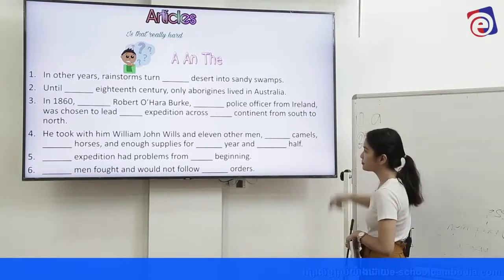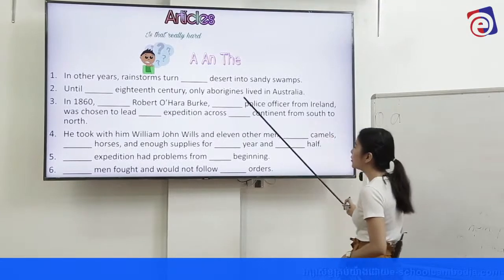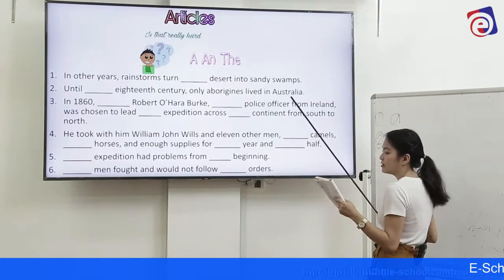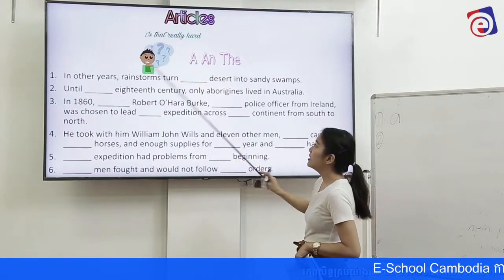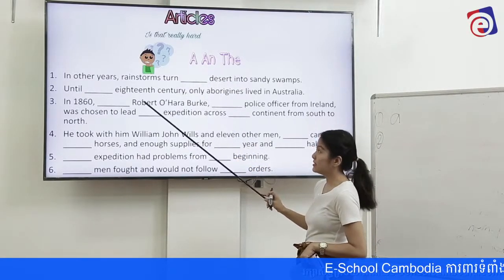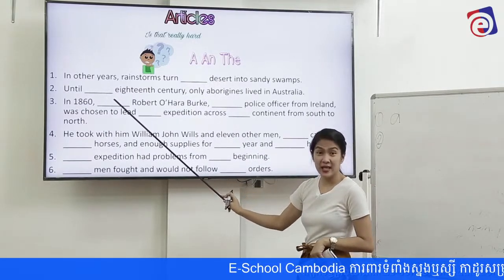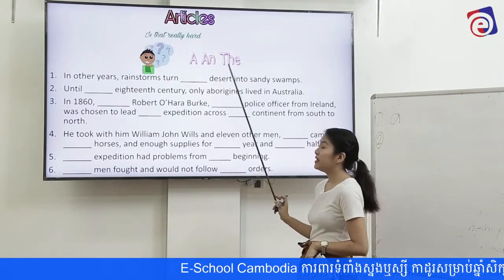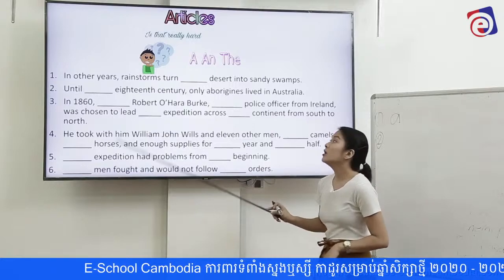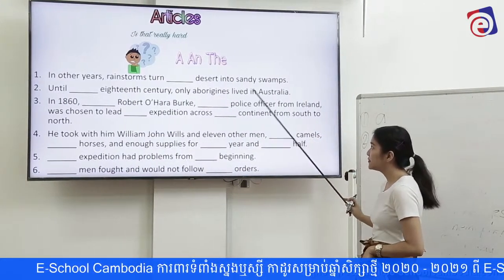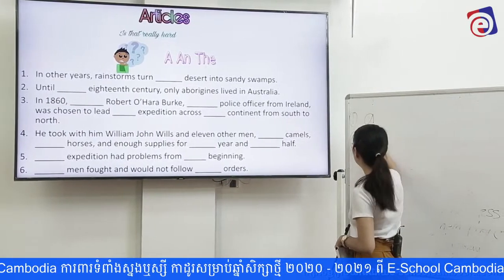Number 2. Until blank 18th century, only Aborigines lived in Australia. So what is the answer? Until a 18th century? How about an? Until an 18th century? Or maybe the? Until the 18th century, only Aborigines lived in Australia. So the answer is the.